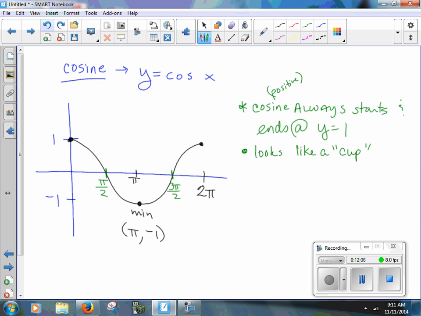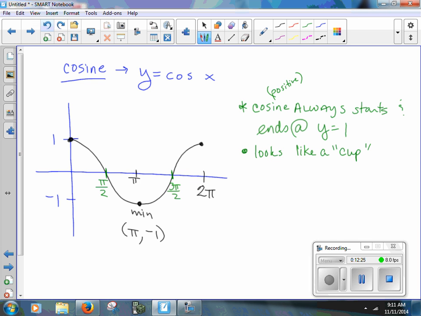There will be times that I will say, folks, is it an up cup or a down cup? Why would I ask you if it was a down cup? Negative. If it's a negative cosine curve, it's going to look like a down cup, okay? And once we start graphing these, you're going to be like, oh, okay, I get this.